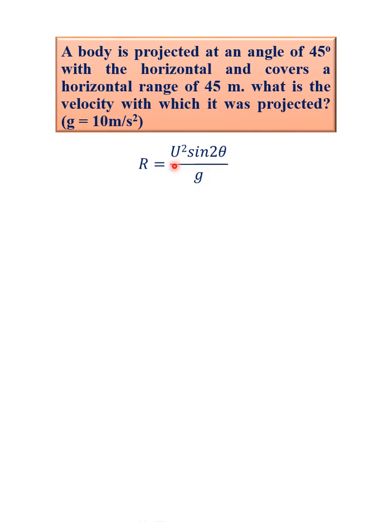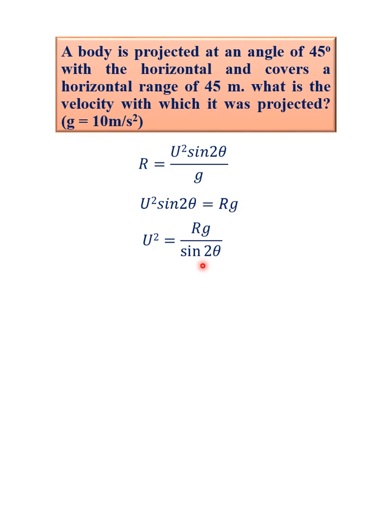u. Let's start by making u squared subject of the formula, and we are going to do that by cross multiplication. If we cross multiply here, we're going to have u squared sine 2 theta equals R times g. R is the range of the projectile. To obtain u squared, we need to divide both sides by sine 2 theta, so that u squared will be Rg all over sine 2 theta.